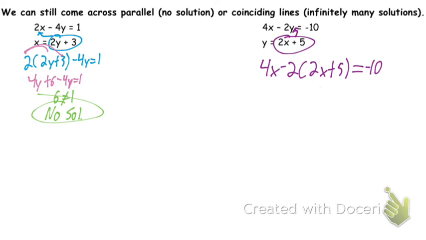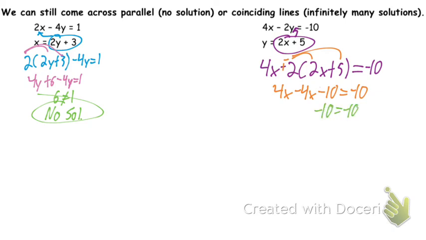Alrighty, so now we distribute that negative 2. We might want to make sure to make that a negative 2. 4x minus 4x minus 10 equals negative 10. Raise your hand if you're starting to kind of see what's going to happen here. Okay, some of us are starting to see what's going to happen here, okay? And if you're not, no worries. We got more steps. What's 4x minus 4x? 0, they're gone. Negative 10 equals negative 10.